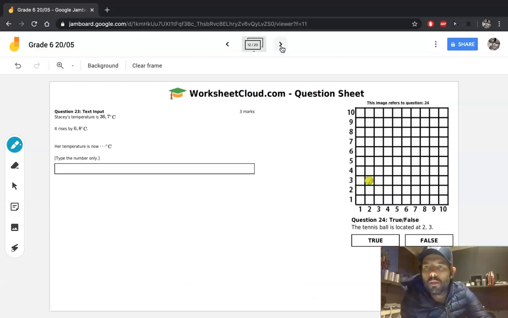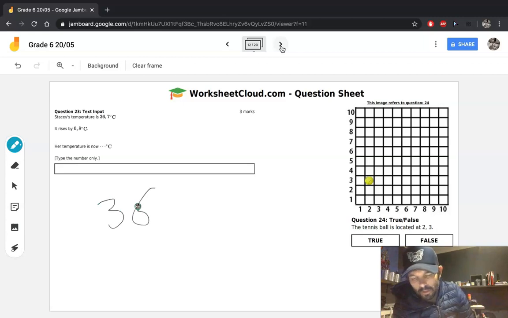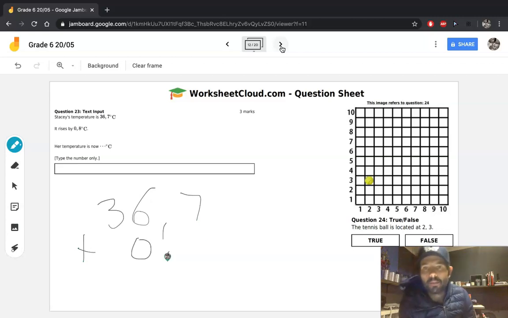Question 23, temperature. Stacy's temperature is 36.7 degrees Celsius. It rises by 0.8 degrees Celsius. Her new temperature is now what? So this is the addition of decimals. Okay, can you recognize that 36.7 added to 0.8 should look like that?